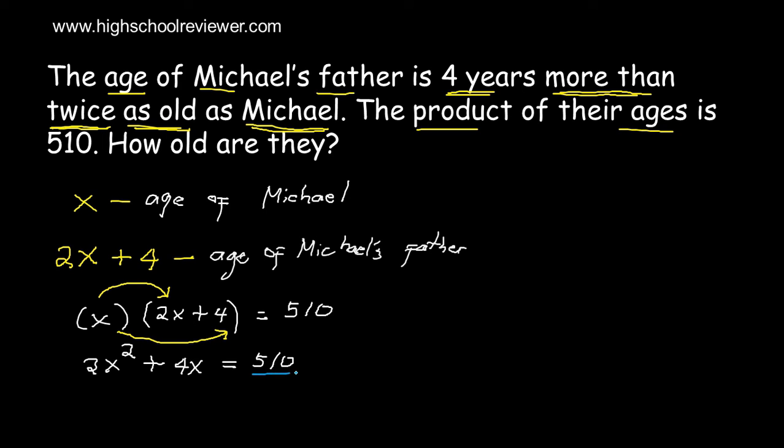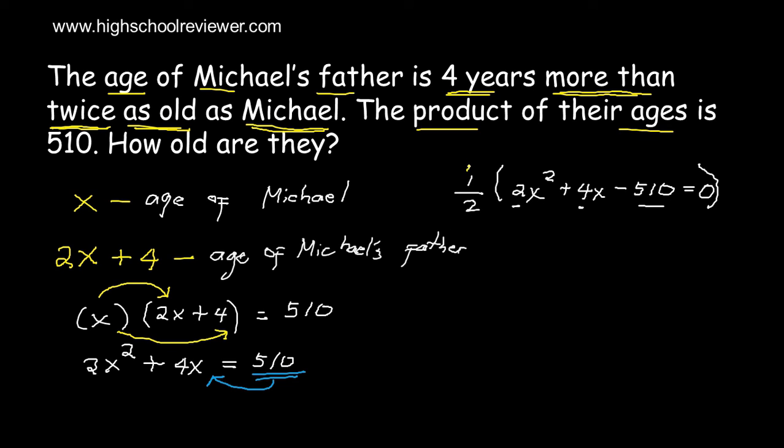We need to transpose or transfer positive 510 to the other side, and we will have 2x squared plus 4x. If we transfer positive 510 to the other side, it will change sign. It will become negative 510, and this will be equal to 0. We now have our equation. But as you can see, 2 is common among the three terms. We will divide both sides of the equation by 2 or multiply both sides by 1/2.